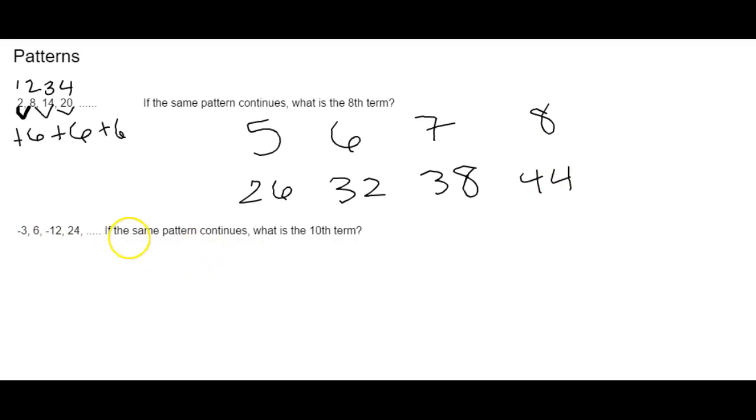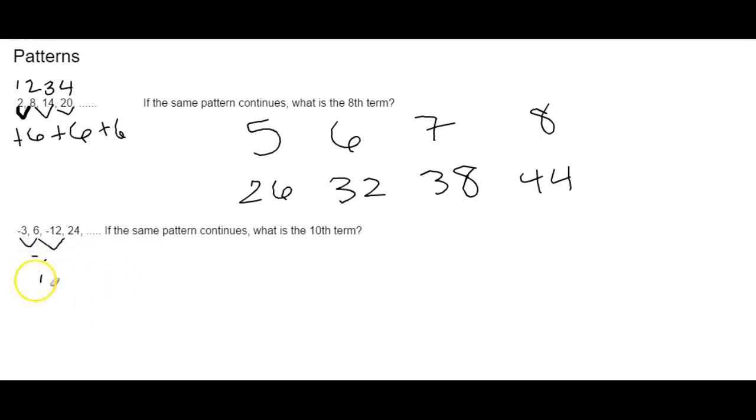So let's look at the next pattern. Let's try addition again. So to get from a -3 to a +6, we have to add 9. But to get from a +6 to a -12, we have to minus this time. We'd have to minus 18. So that's not a pattern. We are not matching. So we need to start over.